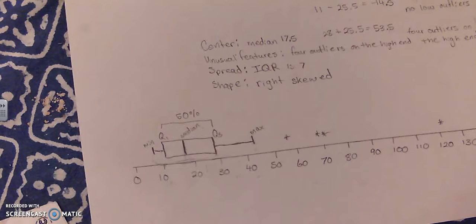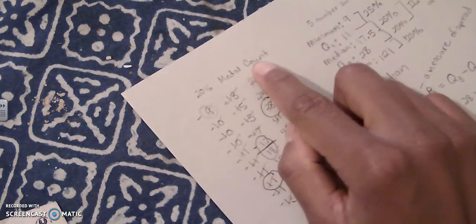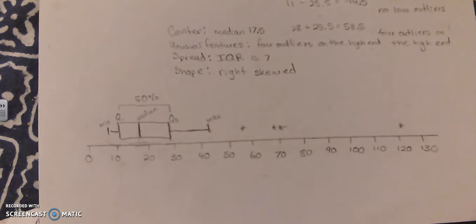So let's get a little bit more practice doing that. I want you to take a minute, pause the video, and write how you would describe the center, unusual features, spread, and shape in the context of this problem. Remember, we're talking about the 2016 medal count for the highest performing 30 countries in the world. So pause the video, take a minute, write out your response. I'll write out mine, and you'll be able to compare. So compare your response with mine.